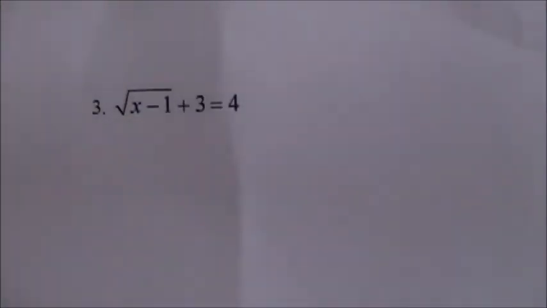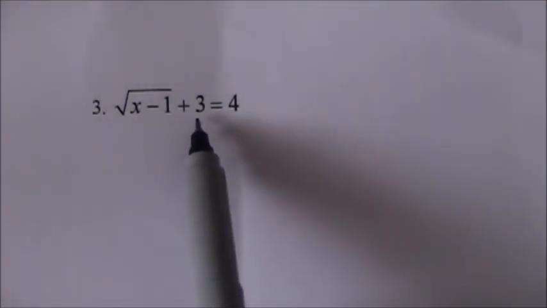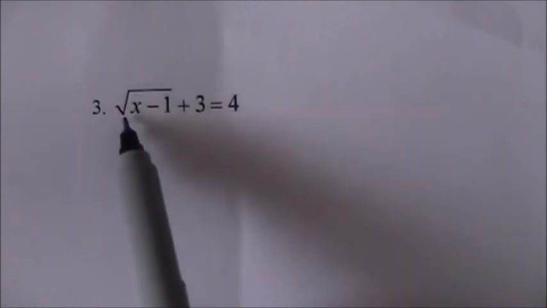If we look at this example, we notice that on the left-hand side, not only do we have a square root, we also have a plus 3. Before we can get rid of that radical sign, we need to move everything else to the other side. And then again, before we do that, we need to find our restriction.